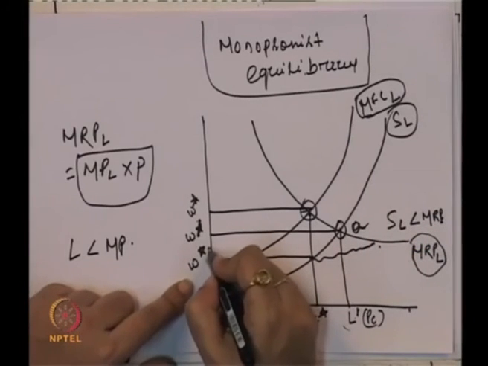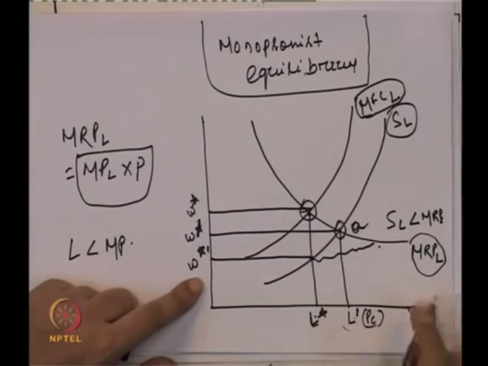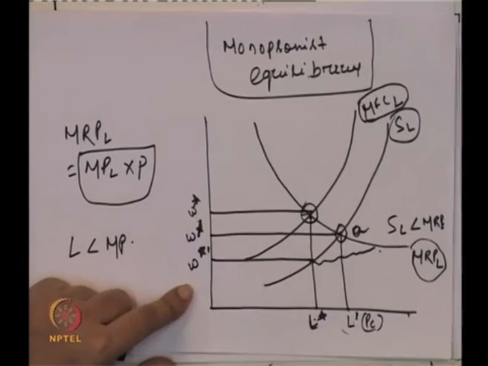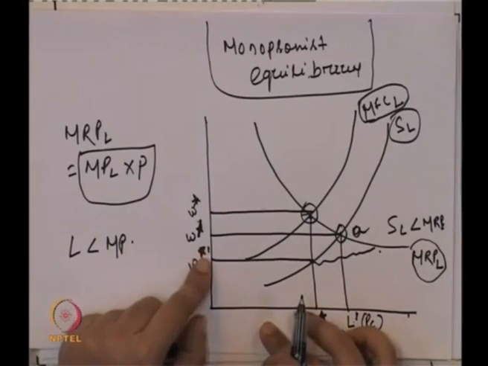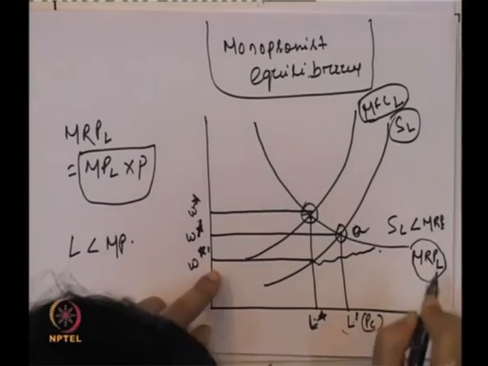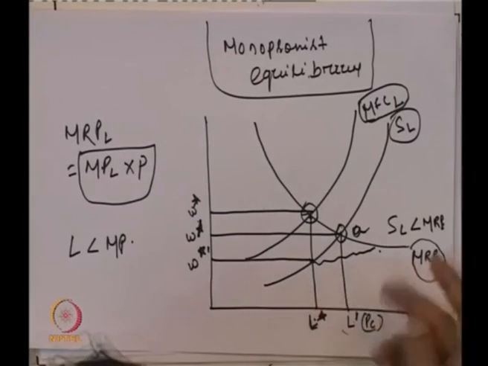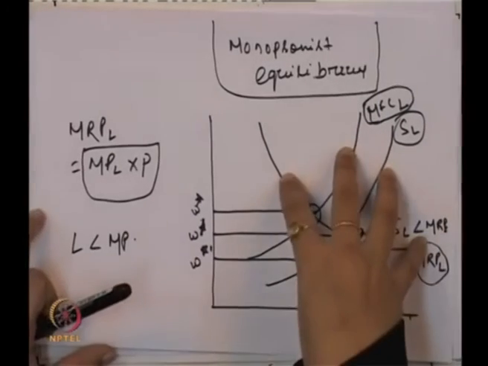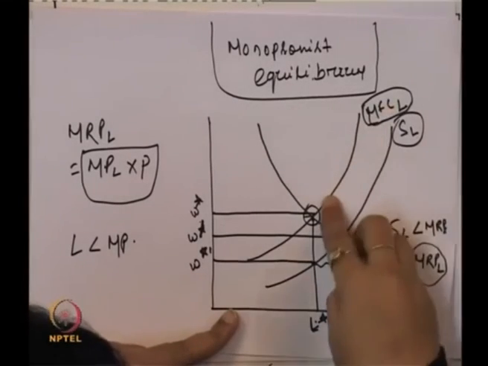So this can be called W star dash or simply W double dash, which is the wage rate that is less than W star, the monopsony wage rate, and this is the perfect competitive wage rate. Any wage rate below that will generally bring down the labor supply, and there is a gap between the labor demand and labor supply.